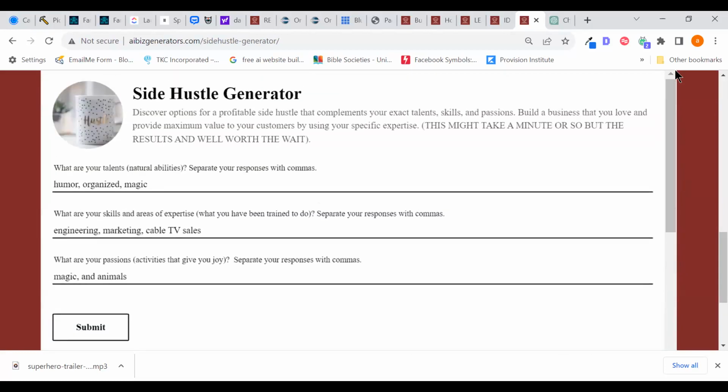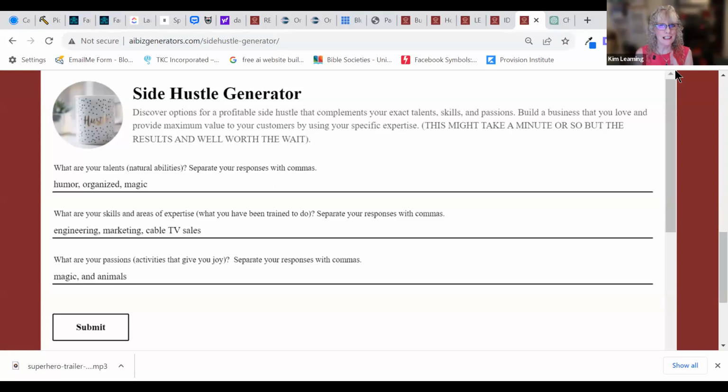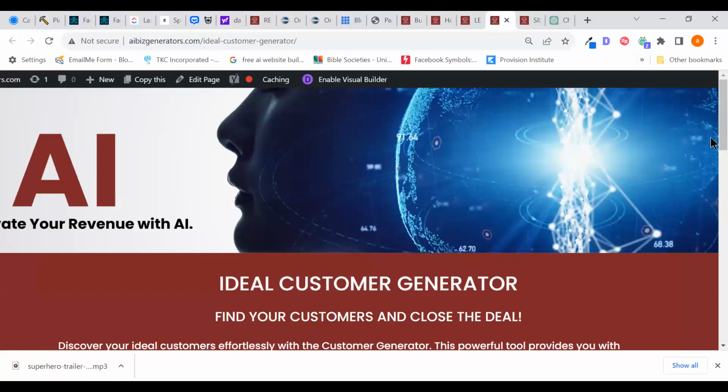Had you thought about any of those possibilities for a side hustle? So not exactly, but it's very interesting. We are starting a second business and it is all about animals. Not quite in the way you mentioned as far as therapy, but very close. So, hey, I got it spot on. That's fantastic. Let's take a look at another one.